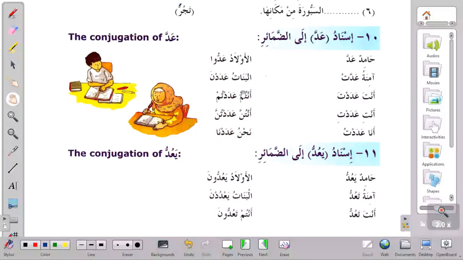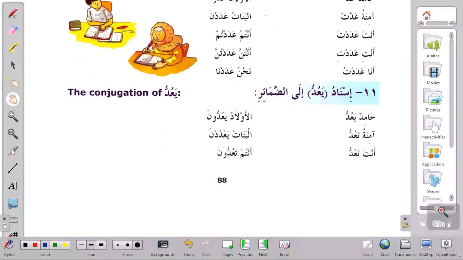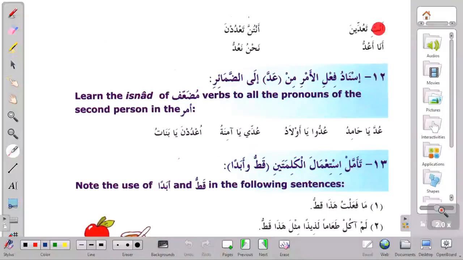Okay. Now here too, he says, isnadu ya'uddu ila dhamair. Here you see the first one was adda, here is ya'uddu. So here we are looking at the conjugation of the mudore. This one was the past tense. Here is the present tense. So hamidun ya'uddu, aminatu ta'uddu, anta ta'uddu, al-awladu ya'udduna, al-banatu ya'udna, antum ta'udduna. I hope that is clear. Okay. Anti ta'uddina, ana a'uddu, antunna ta'dudna, nahnu na'uddu.